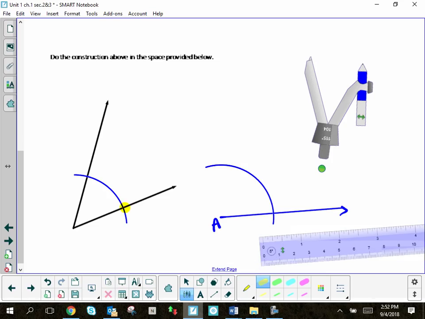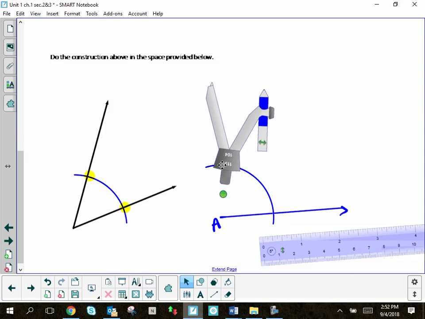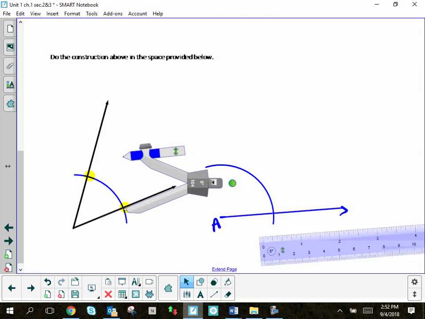Now, what I want you to do is highlight these 2 points, this one and this one. Those are 2 very important points because we want to get our compass now and go measure how far apart those are.